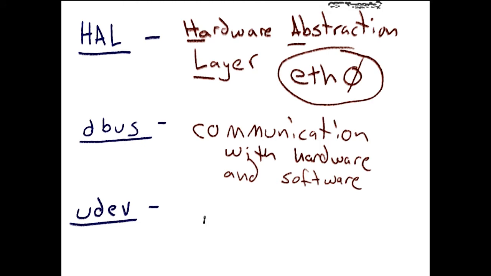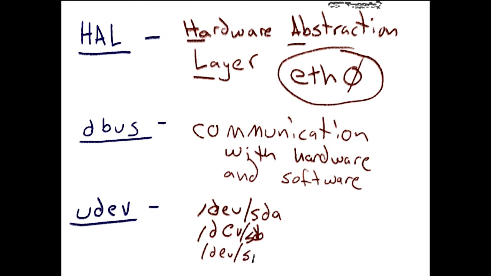Now, what makes udev neat is that in traditional Unix or Linux device file systems, like dev, which we're going to talk about in a little bit, you would have a whole list of devices. I mean, there would be just a huge list. dev/sda, dev/sdb, dev/sdc, all the way down the list.